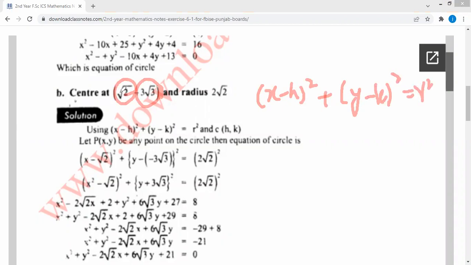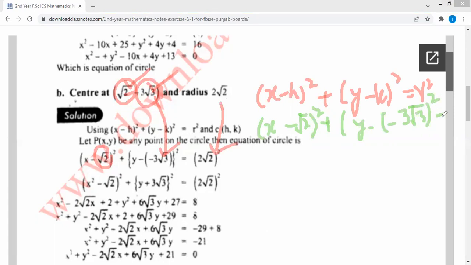So again, what is the value of H? H value is 2. So I will write there under root 2. And second is minus 3 under root 3. So I will write here minus 3 under root 3. And this is the value of radius. So my equation will be X minus under root 2 whole square plus Y minus of minus 3 under root 3 whole square equals to 2 under root 2 whole square.